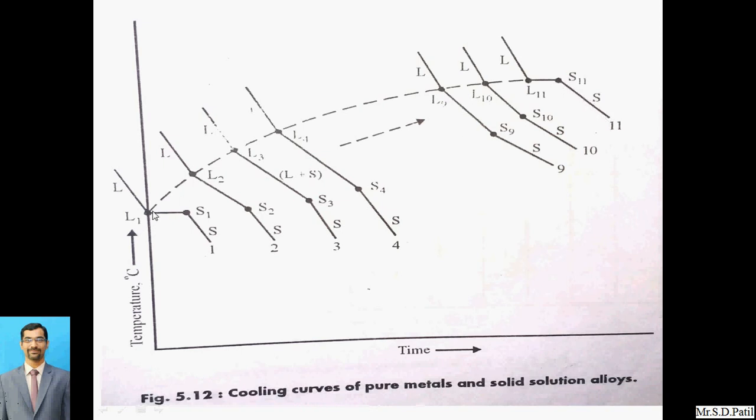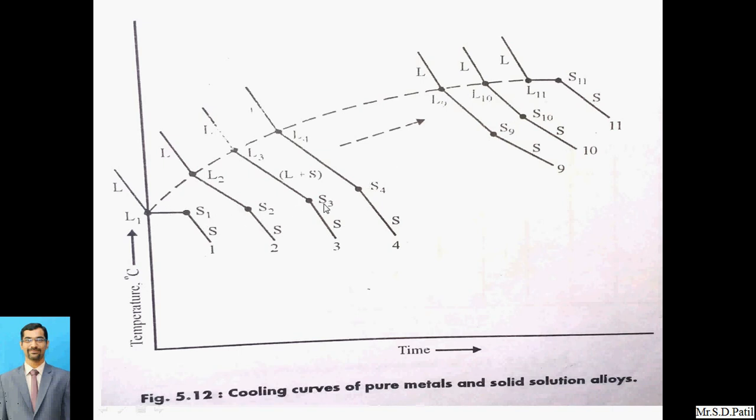Now here all those L1, L2, L3, L4 that we have obtained in this cooling curve are basically the liquidus and solidus temperatures of these materials. The liquidus temperatures are marked as L1, L2, so these L1, L2 are the liquidus temperatures. And S1, S2, S3, S4, again S5, 6, 7, 8, 9, 10, 11 are the solidus temperatures.